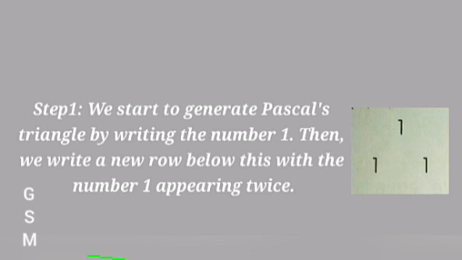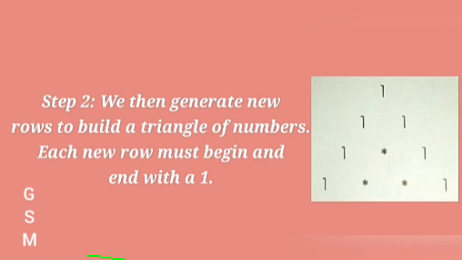Step 1. We start to generate Pascal's triangle by writing the number 1. Then we write a new row below this with the number 1 appearing twice. Step 2. We then generate new rows to build a triangle of numbers. Each new row must begin and end with a 1.